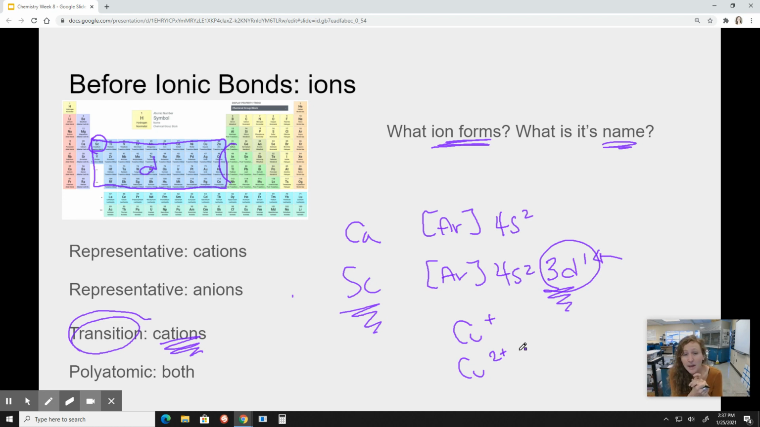Is there a nice little pattern as to which ions they form? There really isn't. Copper, for the example we gave, copper is here. Copper forms a 1 plus and a 2 plus. Well, silver, just below it, silver doesn't. Silver just forms a 1 plus. If we look at iron, just a couple over to this side, iron actually forms iron 2 plus and iron 3 plus. So there are some patterns.